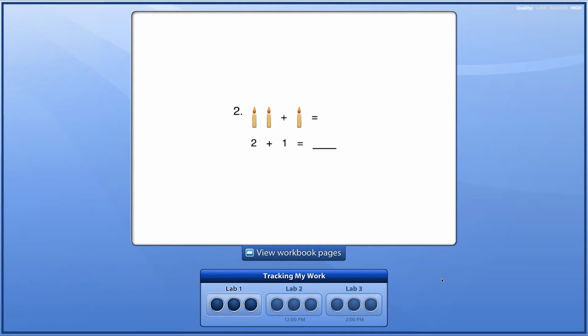Now, go to the second problem. 2 candles plus 1 candle. How many candles does that equal? It equals 3 candles. But because it's hard to make 3 candles, it takes a lot of time, we do it with numbers which represent that many candles. 2 plus 1 equals 3. So your job will be to write the 3 on the line and then type it on your computer. And when you're done, please press the return. Great job!